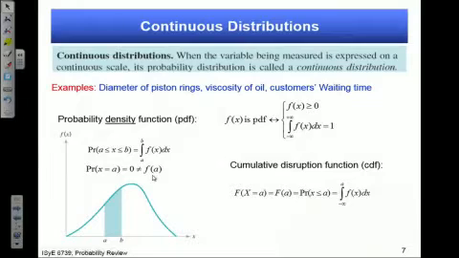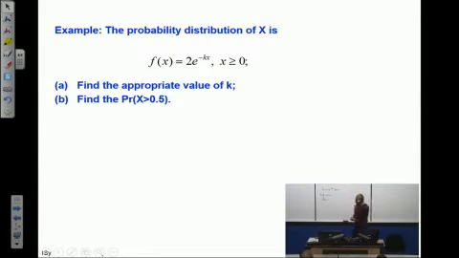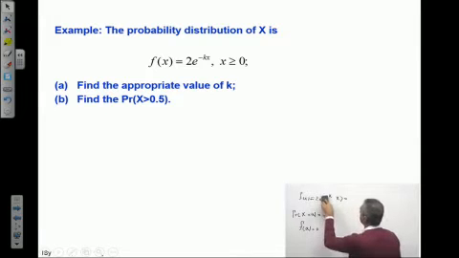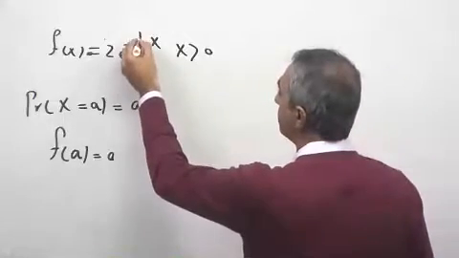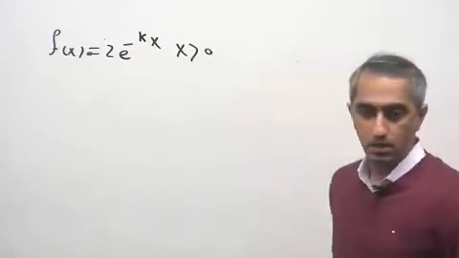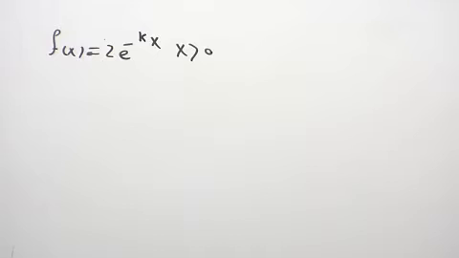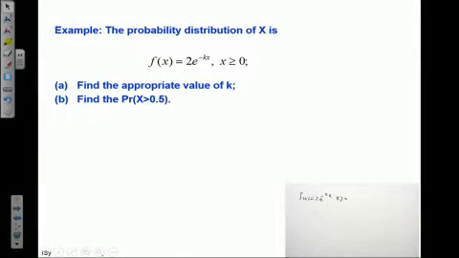And this is again the CDF function, the same definition, the probability of x less than or equal to a. Instead of summation, we have an integral. That's it. One example. Did I cover this example on Friday or not? This is new? Okay, I guess so. Actually, very similar example. You have a k here, and the first part says, find the appropriate value of k. Okay? Any idea how we can find k here?